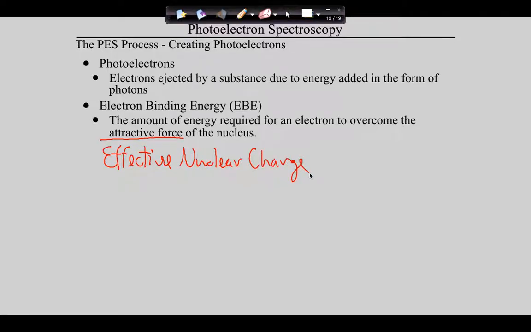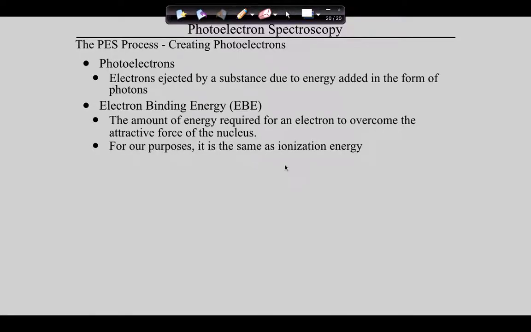So we talked about this idea of effective nuclear charge, which is the strength with which the electron is bound, and electron binding energy is the amount of energy that we've got to hit an electron with for it to break free and go. But guys, fundamentally we can think of electron binding energy as basically being ionization energy. It's the same as ionization energy. It's simply that thing that we've been talking about all along, which is the amount of energy we've got to add to make the electron go away. We're just going to call it electron binding energy because that's the term they choose for PES.